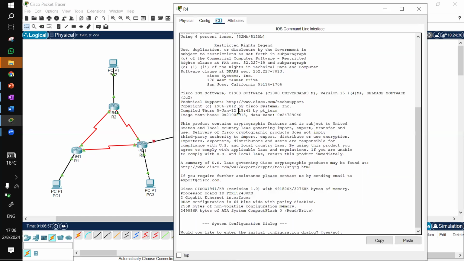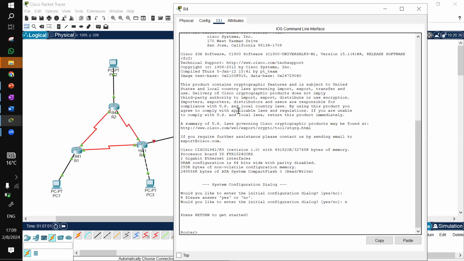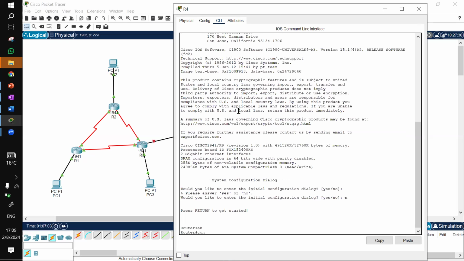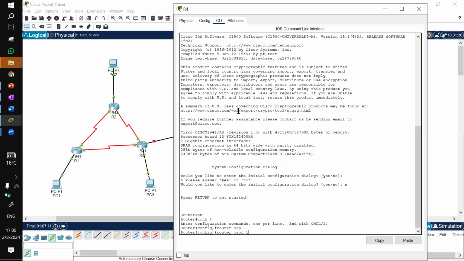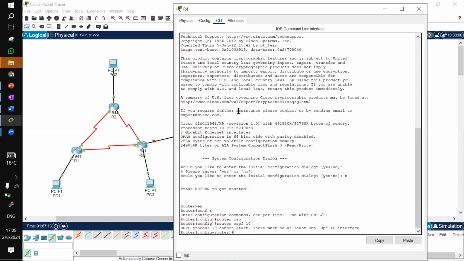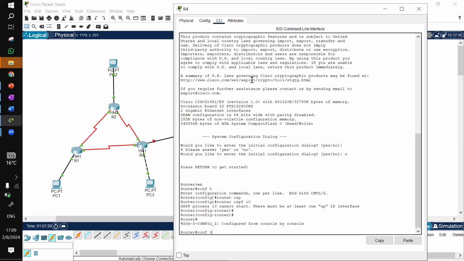Let's go do the configurations. Right, starting at R4. Let's go quickly. Let me try to do this quickly because of my time. Config terminal, router OSPF. The same instance, we're going to use the same instance 10. There must be at least one area. Let me configure my interfaces again.